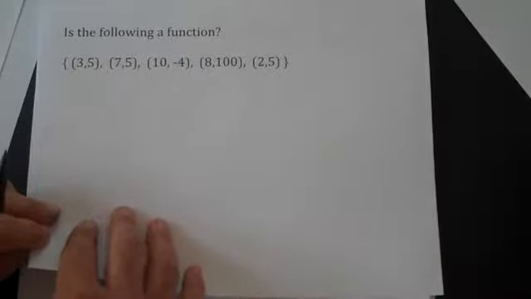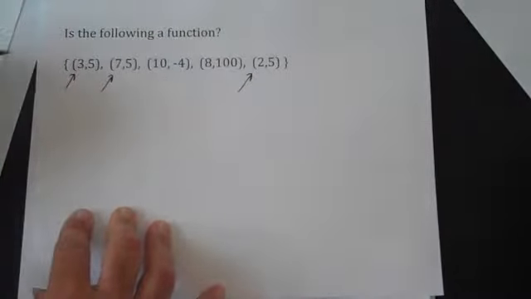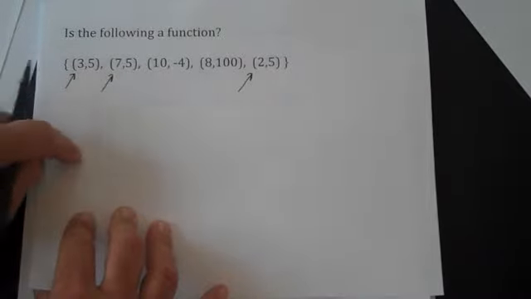And here's the third example. This one's a little more difficult. Here, for every x, is there exactly one y? Well, if you notice that for 3 x's, 3, 7, and 2, they all have the same y associated with it. But even so, for every x, there's exactly one y.